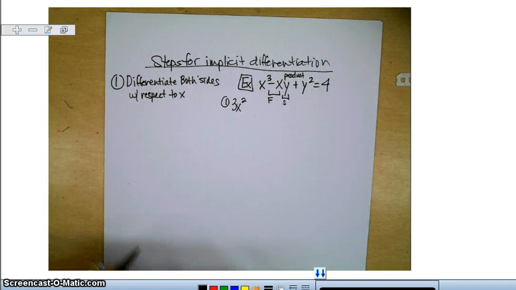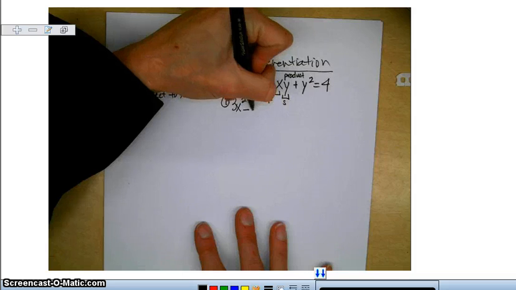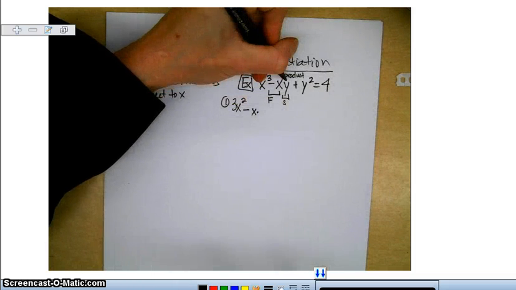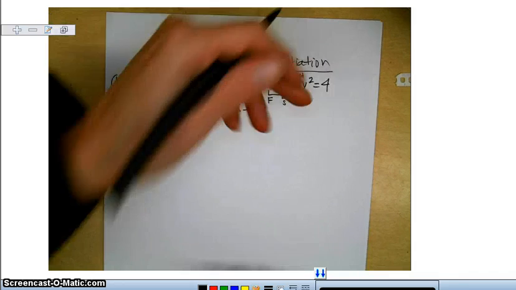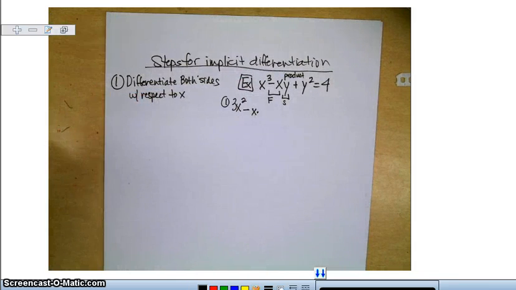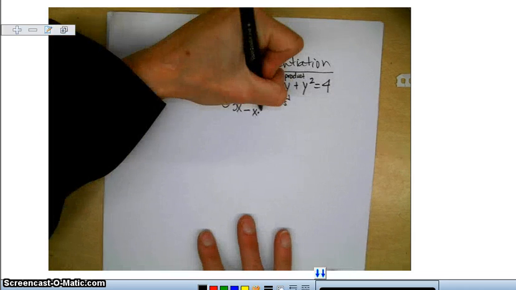Okay, so now I'm going to follow my product rule. I write the first, negative x, times what's the derivative of y? Y prime. Derivative of y. You can think of it another way. You can think of what's the derivative of y? It's 1 times y prime. Same thing. So y prime.